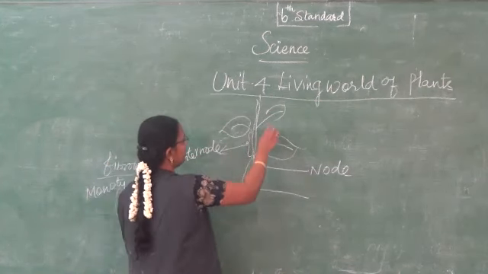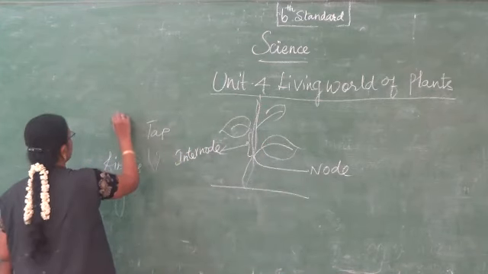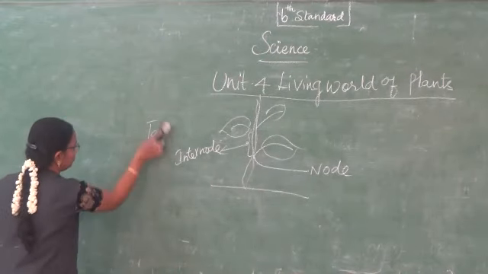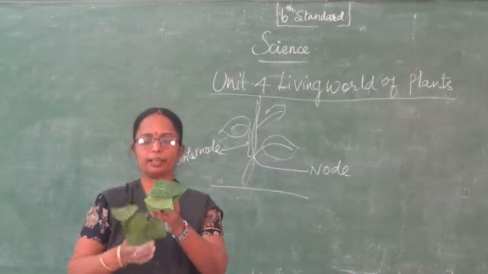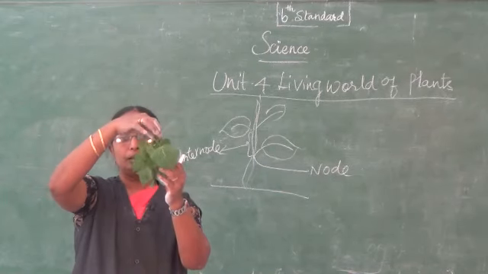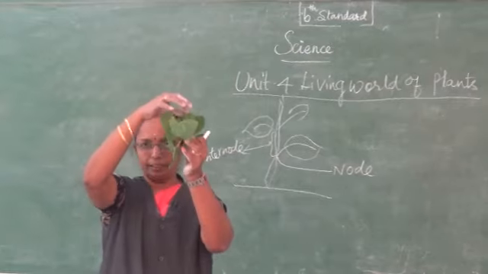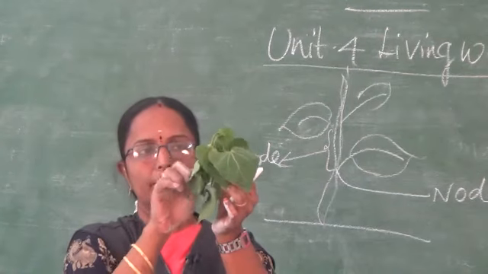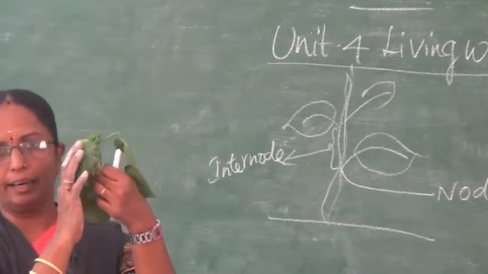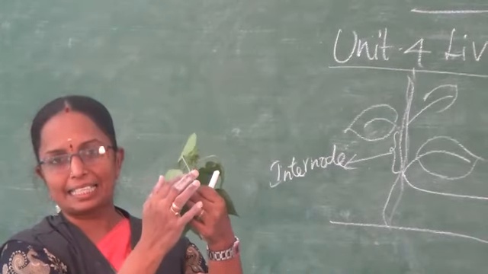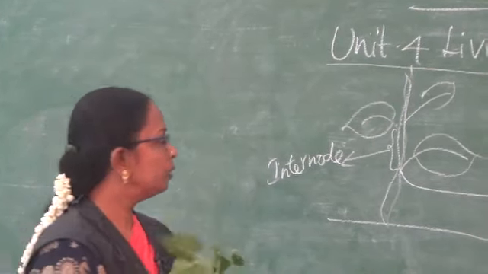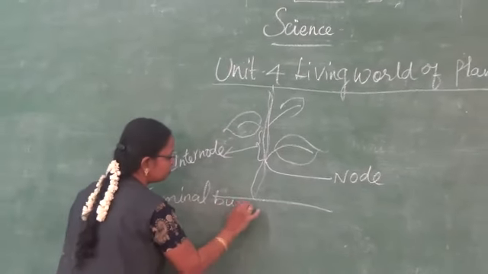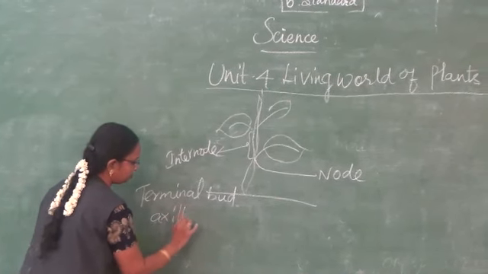And then we can see in some plants the terminal portion, that is the apex of the stem. So this portion is called the apex of the stem. If the plant bears the flower here, this is known as the terminal flower or terminal bud. If the flower arises here laterally, on the lateral side, this is known as axillary bud. So the stem bears the terminal bud and the axillary bud.